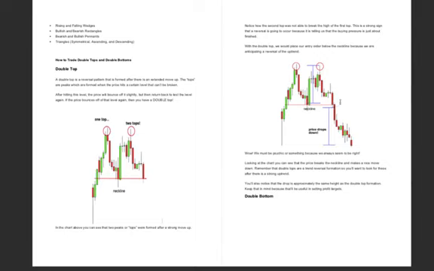Once we break it, your brain must flip. It needs to flip from a bullish perspective to a bearish perspective, so that you can start looking for potential sell opportunities, ladies and gentlemen. So that's double top and double bottom.